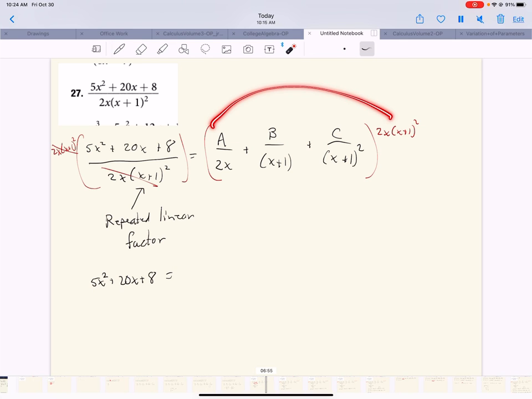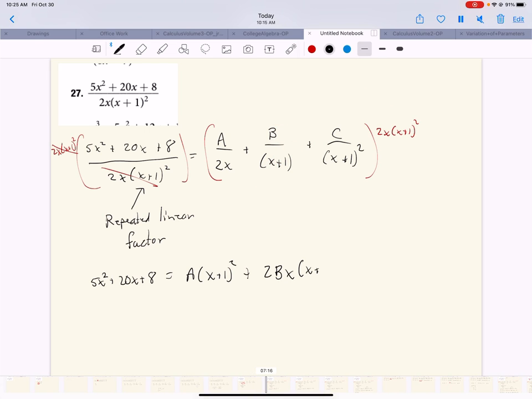On the right side, when I distribute, the 2 x's cancel, and I'm going to get a times x plus 1 squared. The second term, the x plus 1 cancels, and I'll get 2bx and an x plus 1, because there were 2 of them there. And on the last term, both the x plus 1's cancel, and I would just get 2cx.